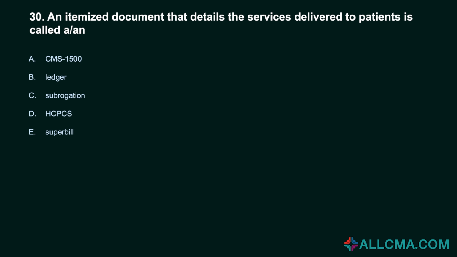E. 30. An itemized document that details the services delivered to patients is called a ___. A. CMS 1500. B. Ledger. C. Subrogation. D. HCPCS. E. Superbill. Correct answer: CMS 1500.